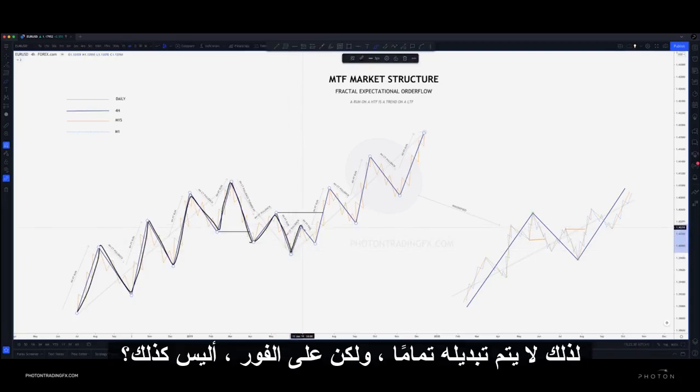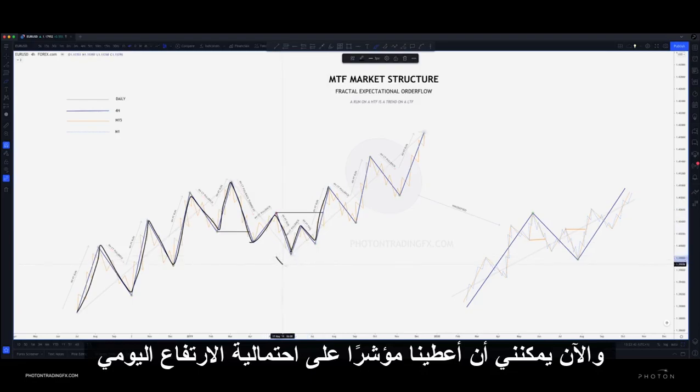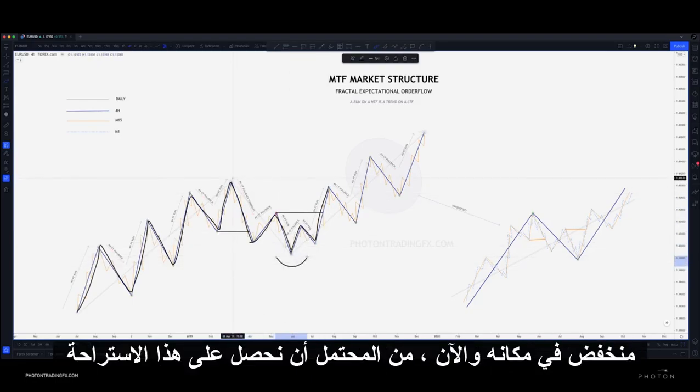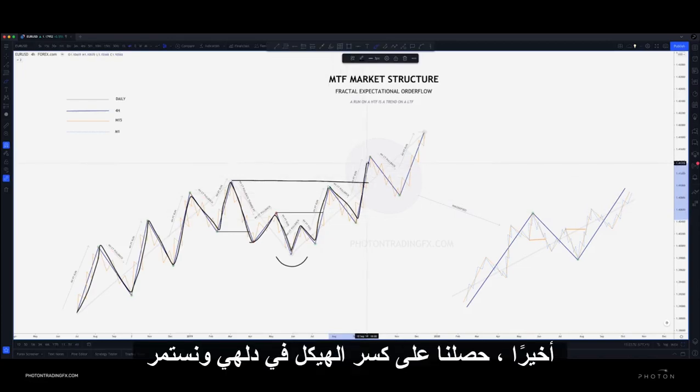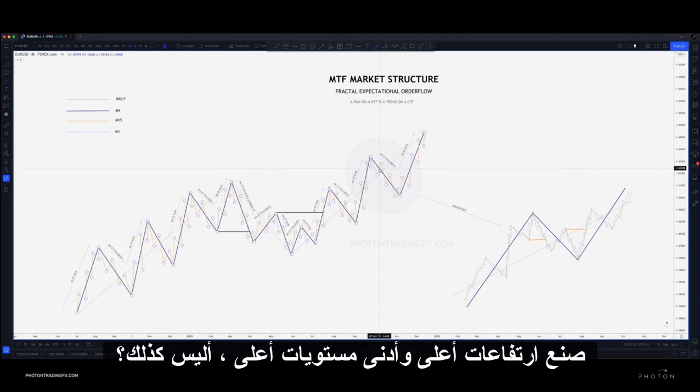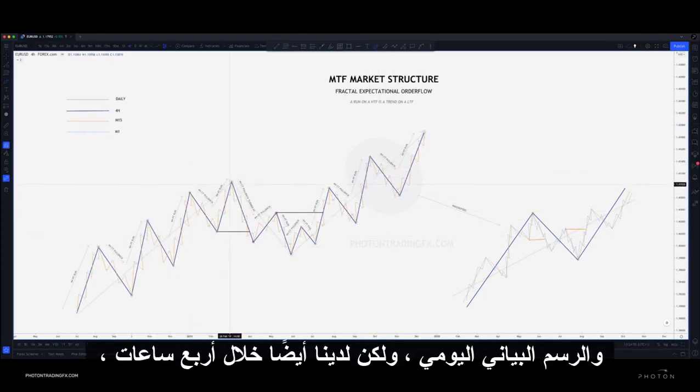So it doesn't quite switch bullish straight away, but then it switches bullish there, and that can give us an indication that potentially the daily higher low is in place. And now potentially we're going to get that break of daily structure, and we're going to get that daily high, and the 4 hour continues bullish, and then finally we get that daily break of structure, and we continue on making higher highs and higher lows. So that's the relationship in this case between the 4 hour chart and the daily chart.